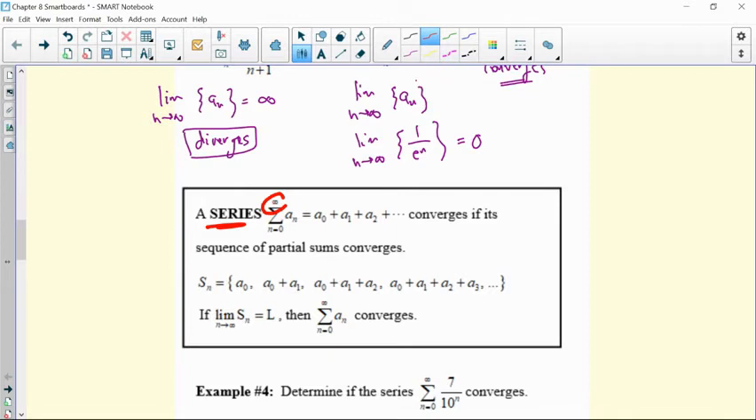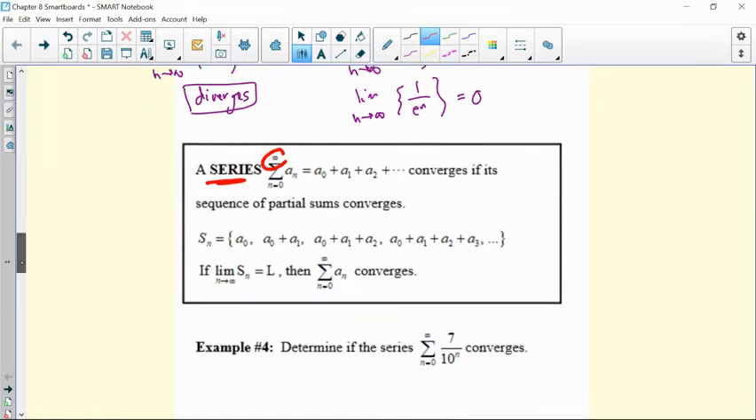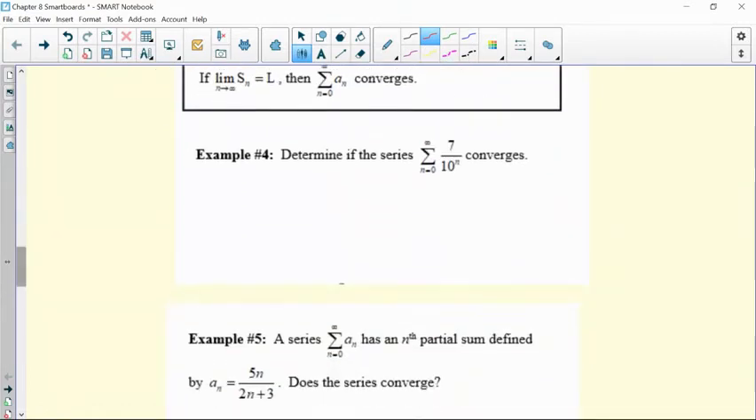A partial sum would be: look at the first term, and then look at the sum of the first 2 terms, and then the sum of the first 3 terms, the first 4 terms, the first 5 terms, and the first 6 terms. You start looking at those partial sums. Does that series converge? So one way to think about that, let's look at partial sums.